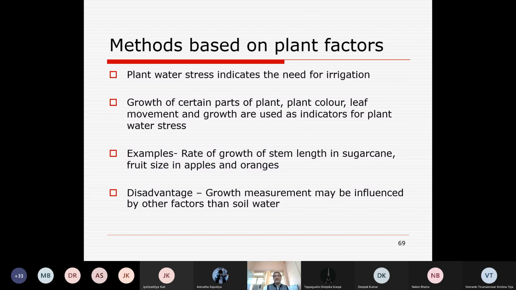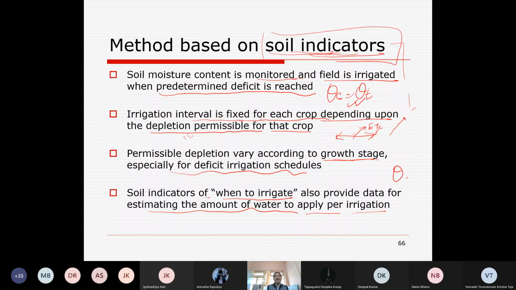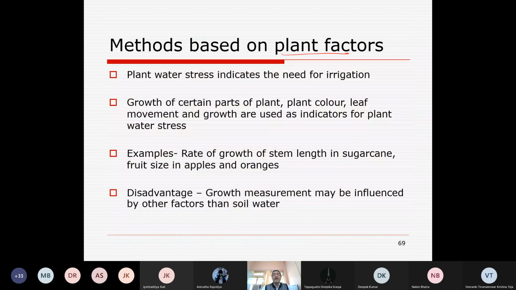So there are other methods as well, methods based on the plant factor. Earlier it was time basis, ET. Second, it's soil moisture measurement, by accumulating ET over time. And now there are methods as well which simply use plant factors, or information that is coming from the plants rather than the soil.